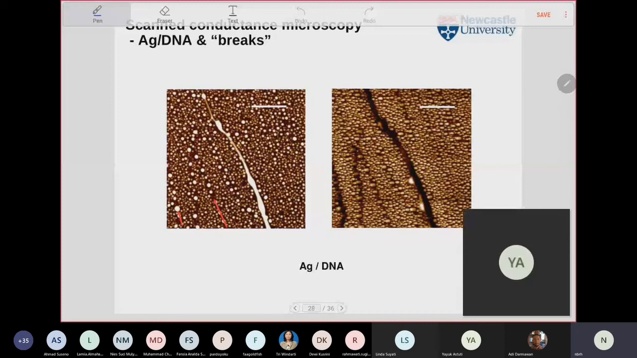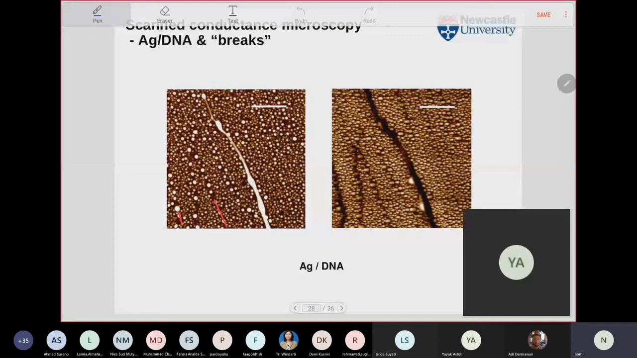So we've got on the left the regular AFM image, and you can see a thick sort of nanowire in the middle, and you can see lots of little particles of silver everywhere. But the question is, are they connected? If you look at the scan conductance on the right, what you can see is that only the ones that are connected show up with a negative phase shift.